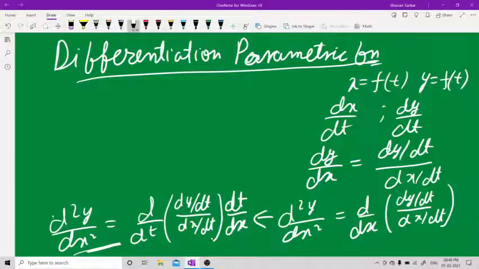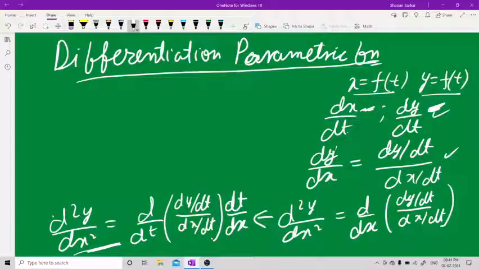Therefore, first you take x as a function of t, y as a function of t. dx/dt you can find, dy/dt you can find. Then dy by dx, divide this equation by this equation. This has been done. So now you want to find the second derivative.